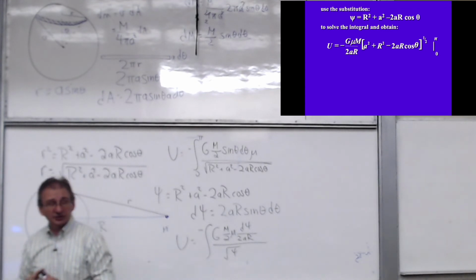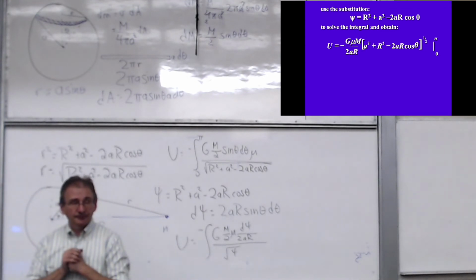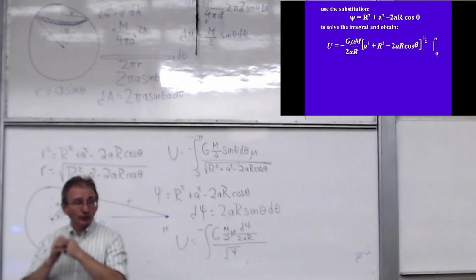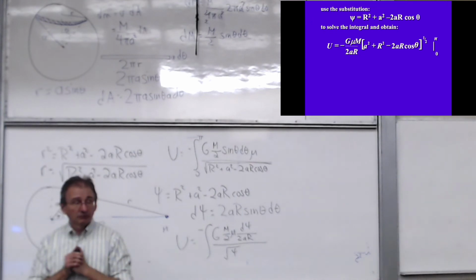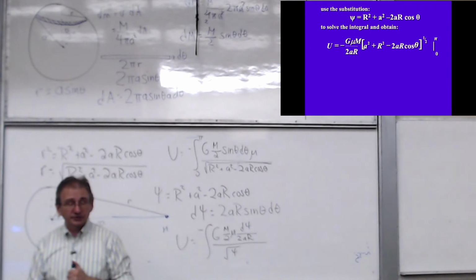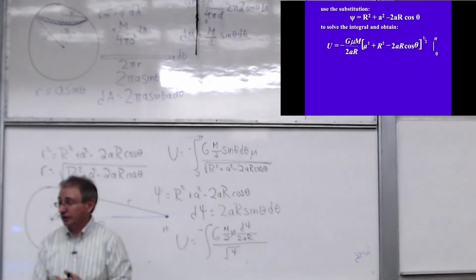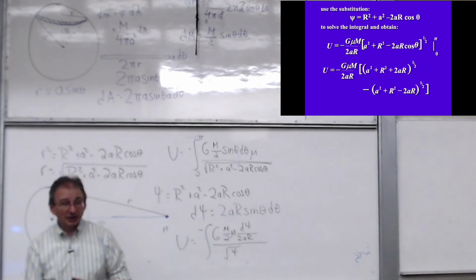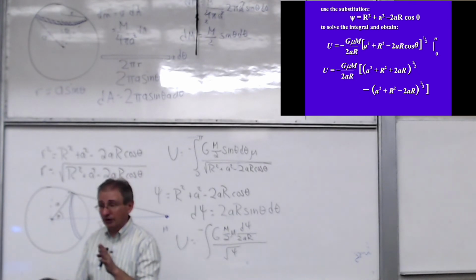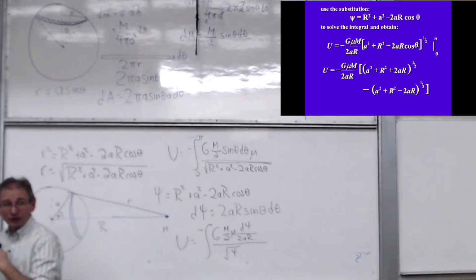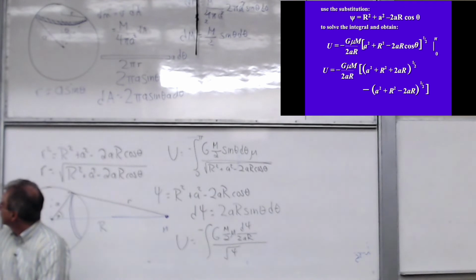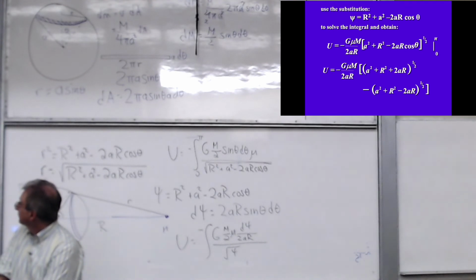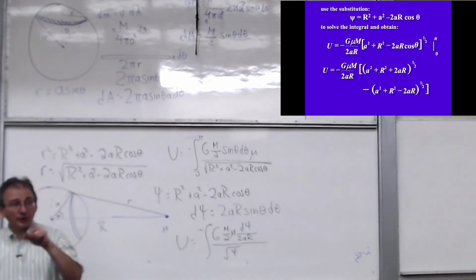Now you got to consider the limits. We got to plug in the limits. Of course, when theta is pi, you get negative 1 for cosine of theta. When theta is 0, you get cosine of theta equals positive 1. So that's the expression that you get for U. But now we got to be careful, because we have square roots here. Those square roots have plus and minus terms in front of them, depending on whether we're inside or outside the sphere.